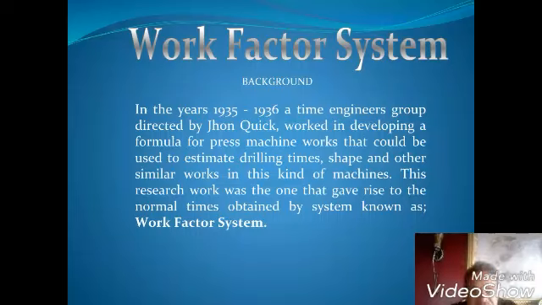Work Factor System. Background. In the years 1935 to 1936, a group of time engineers directed by John Quick worked on developing a formula for press machine work that could be used to estimate drilling times, shape, and other similar works in this kind of machine. This research work gave rise to the normal times obtained by a system known as the work factor system.